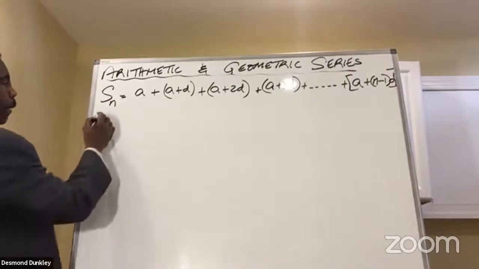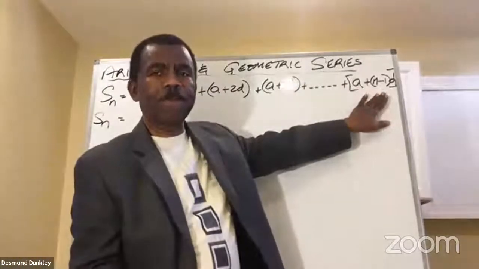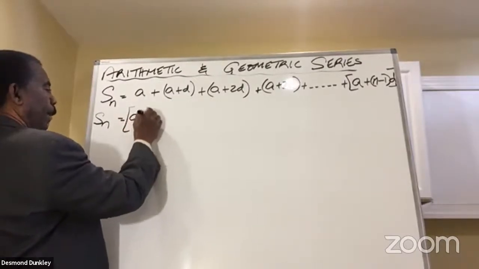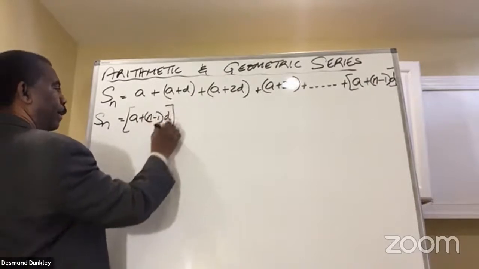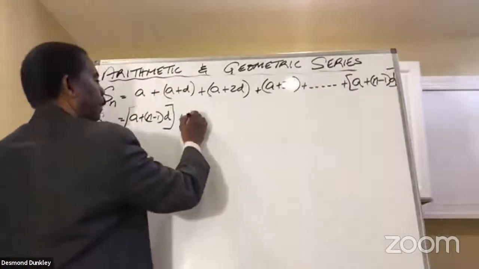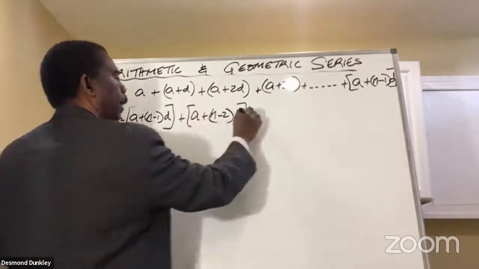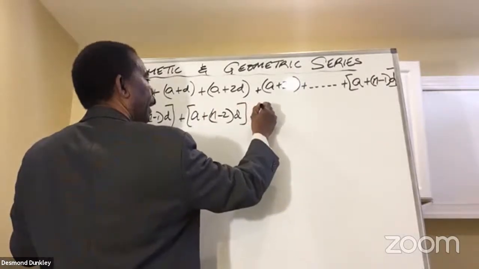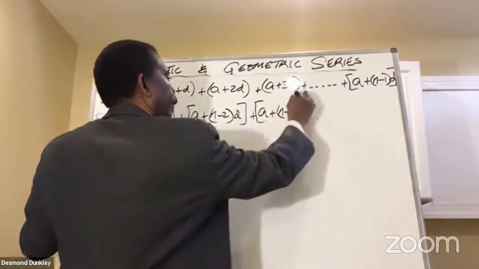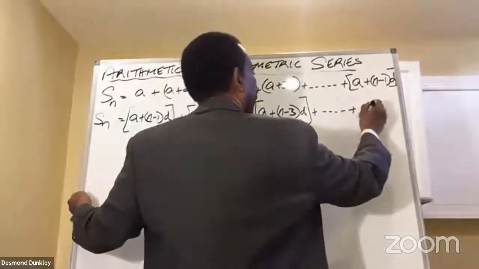Okay? And I'm going to write it again. But this time, I'm going to write the last term first. What do we end up with? We end up with a plus n minus 1 d, plus the one before this, that is the second to last term, which is going to be a plus n minus 2 d. The third to last term is going to be a plus n minus 3 d, plus, and as we come to the first, we're going to do plus a.